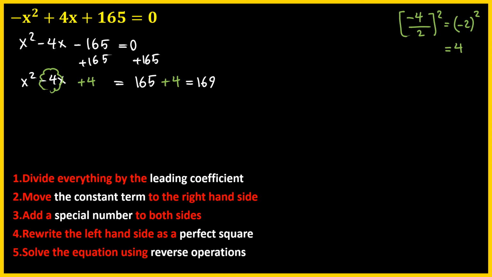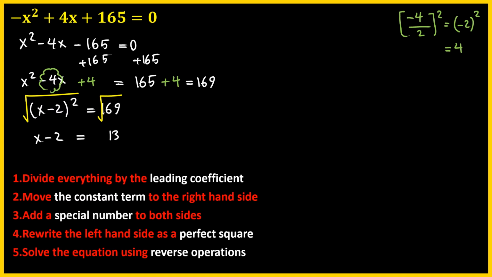Now, the fourth step is to rewrite the left-hand side as a perfect square. It is obvious that the left-hand side is x minus 2 quantity squared, and on the right-hand side we have 169. And the last step is to use reverse operations to solve this for x. So first we need to take the square root of both sides, and then if we do that, we get x minus 2 equals the square root of 169, which is 13.